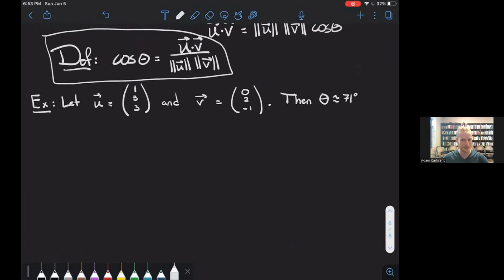It's important. So we're going to take u and v, and we're going to find the angle. We're going to show that the angle between them is roughly 71 degrees. The procedure is cosine theta is, I'm just going to write the formula for it, u dot v over norm u, norm v.